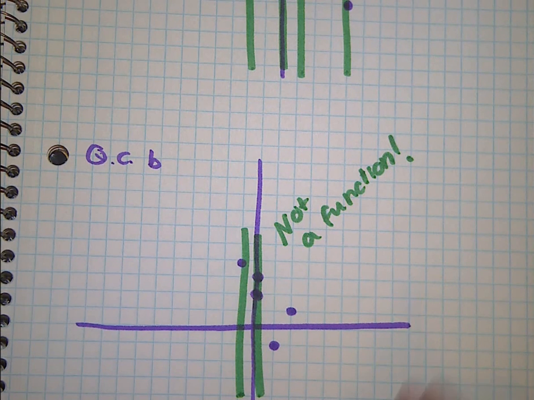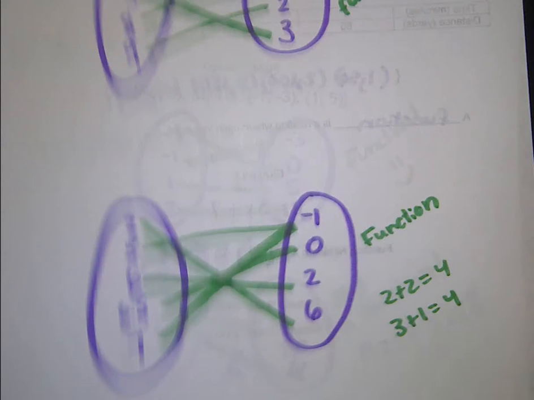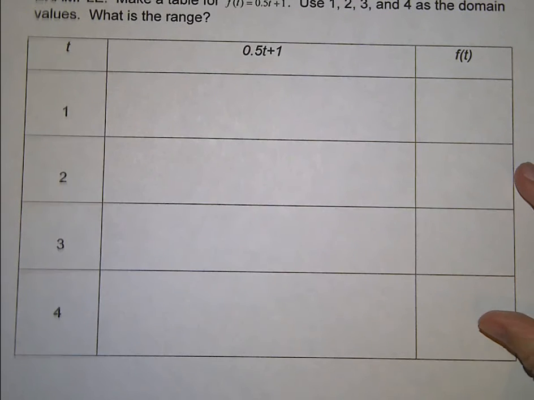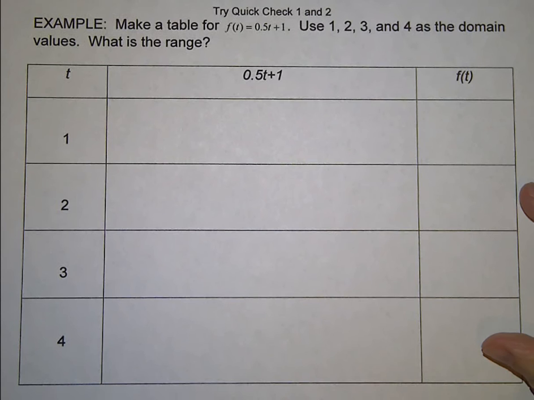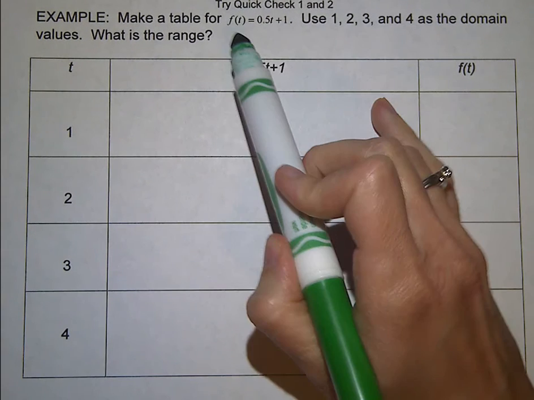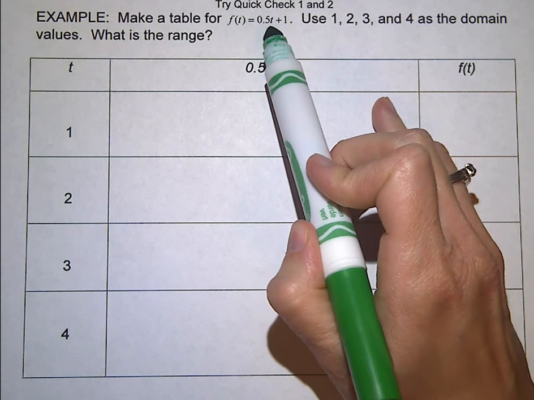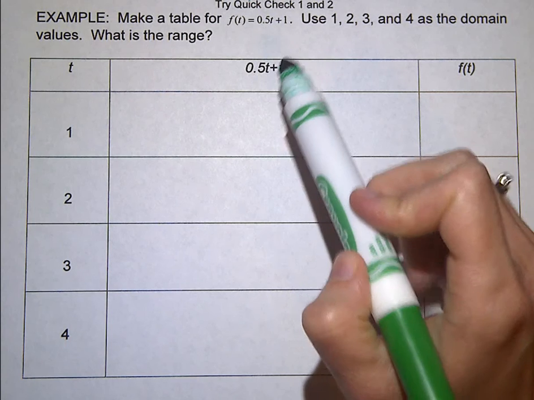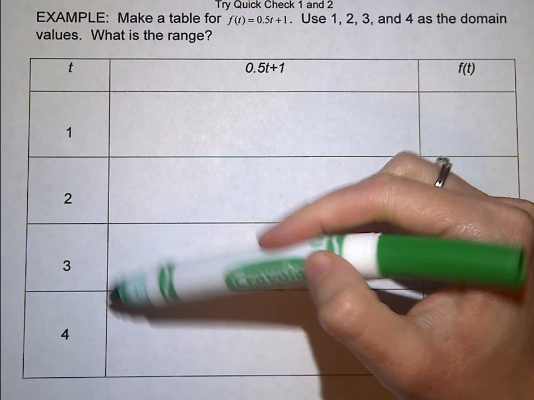Okay, now let's go on. Now we're going to talk about tables. Okay, so here's our example. We are going to make a table for this function. Notice how they wrote this, f of t, because the variable is t right here. f of t equals 0.5t plus 1. And it says use 1, 2, 3, and 4 as the domain values. And then it also says what is the range.